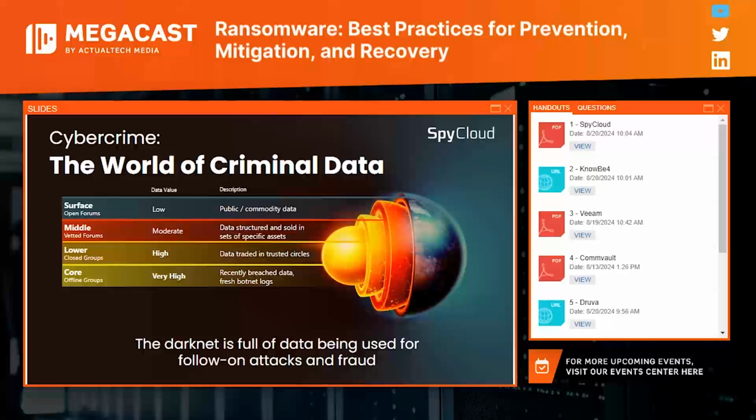As you move down the middle layers, more towards vetted forums and closed groups, this requires more sophistication to get access to these groups and this data because it's distributed through trusted circles as the data has been a bit more structured and cleaned up, again, making it easier to purchase and sell for these criminals. At the very bottom, this core offline groups, this is the very high value data being stolen and monetized immediately after access. So really the closer you can get to this core layer where these criminals are trading the active data, this is the more useful information you can use to prevent your organization from follow-on attacks.